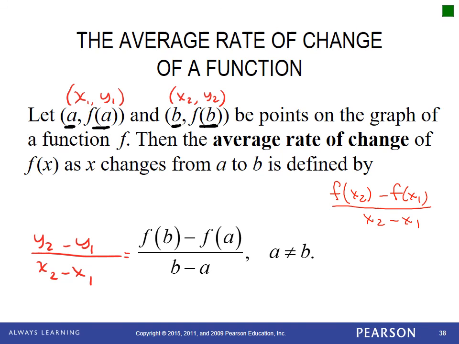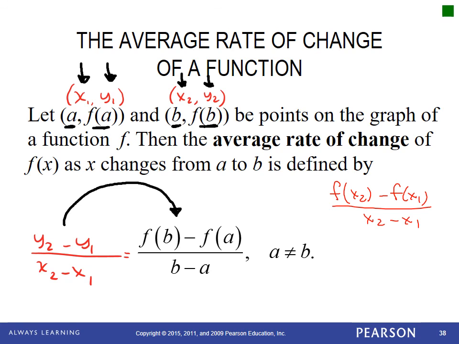So I'm going to redo it in terms of algebra. If I say a is really x sub 1, and f of a is really y sub 1, and b is x sub 2, f of b is y sub 2, this is just going to be the slope formula. That's all it is. It's the slope formula from algebra, but now in terms of a function. Good there? And that is called the average rate of change.